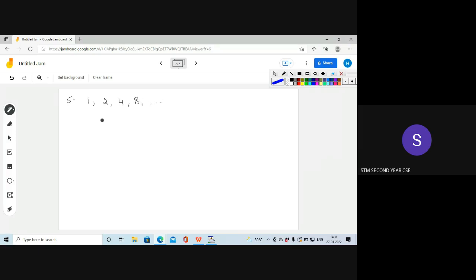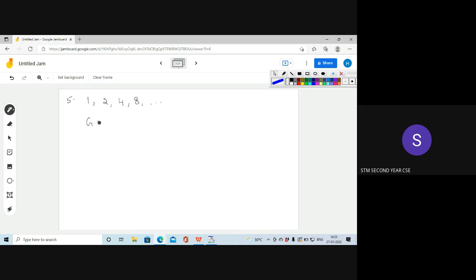1, 2, 4, 8, etc. Okay, how will you write? Now, what is the first step? This is the given sequence. You have to find the generating function for this given sequence. How will you find out the generating function? What is the first step?